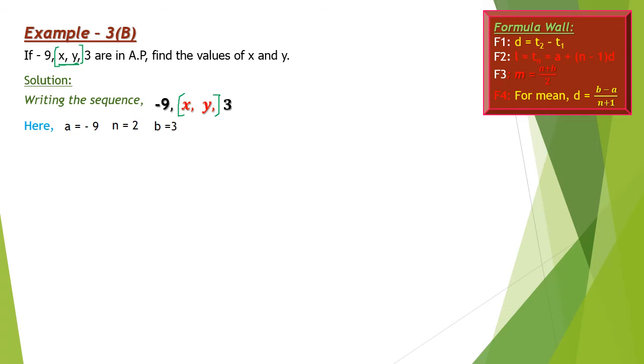So let's find the value of d. We are going to apply the formula to find d, which is F4, that is (b minus a) over (n plus 1).